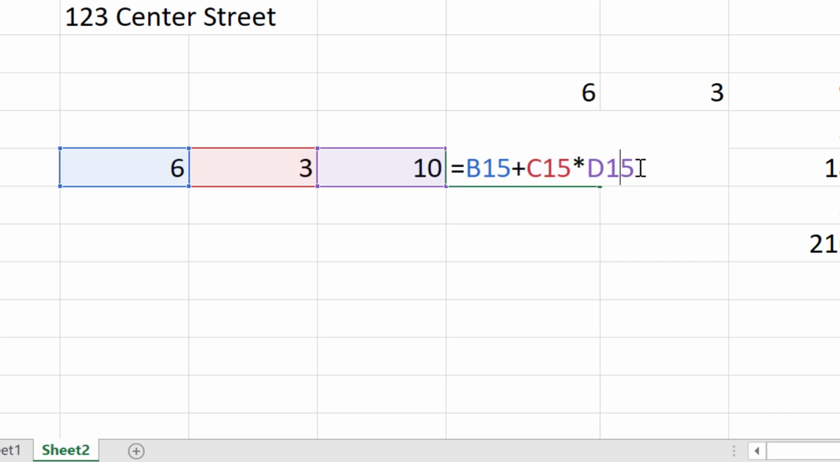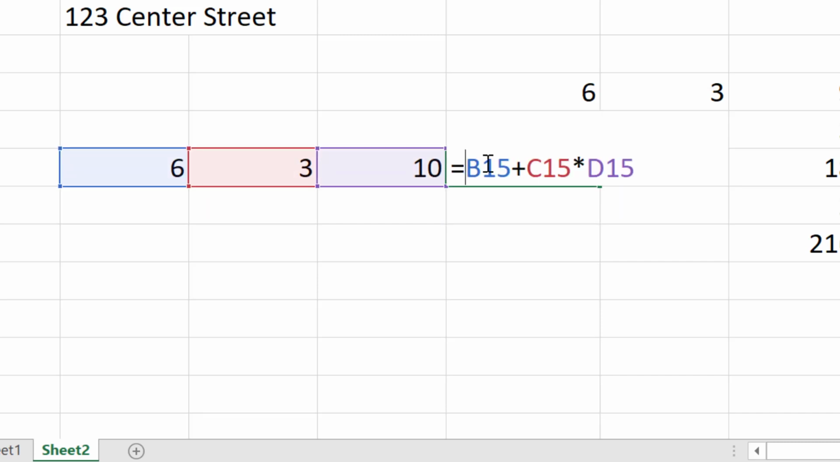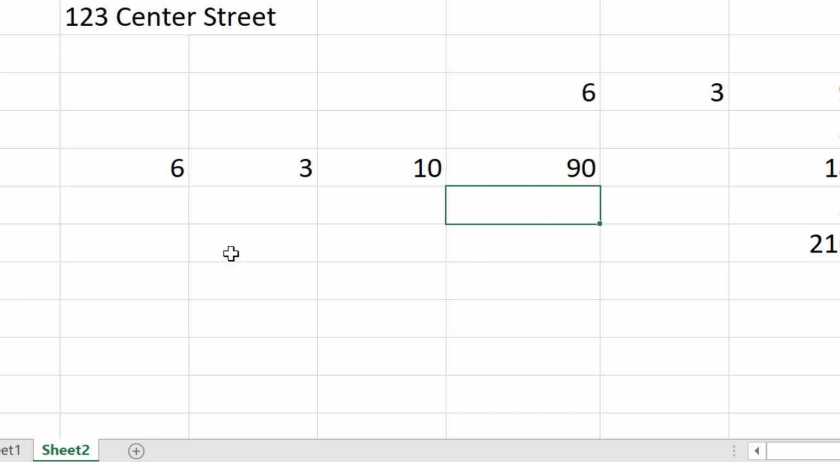So I'm not going to get the number I want. I'm going to get 36 instead of 90. And there's 36. I can control that by using parentheses around my addition to force the addition to happen first. So now it'll do the addition and then the multiplication, and now I get 90.